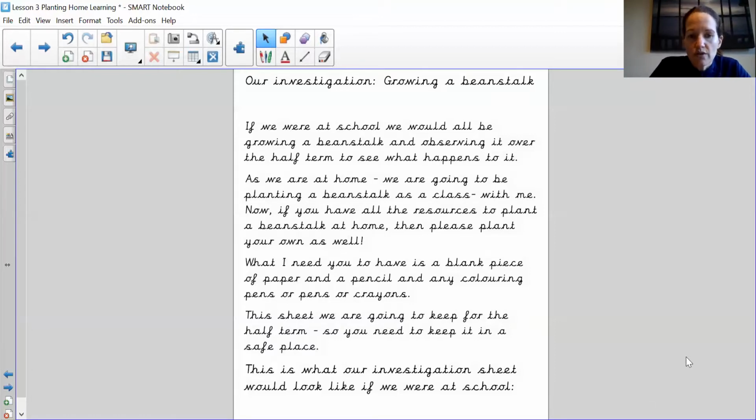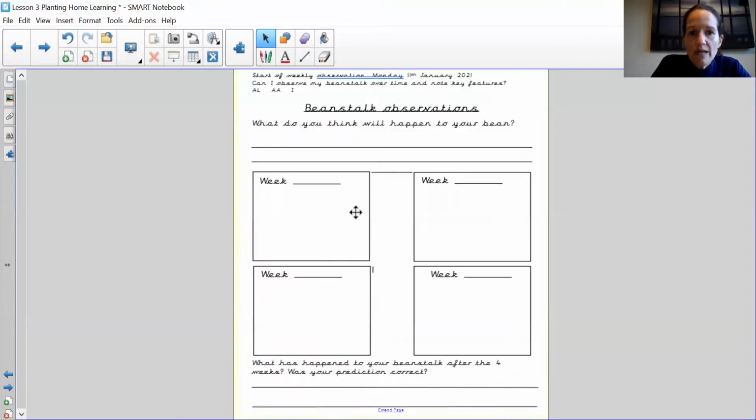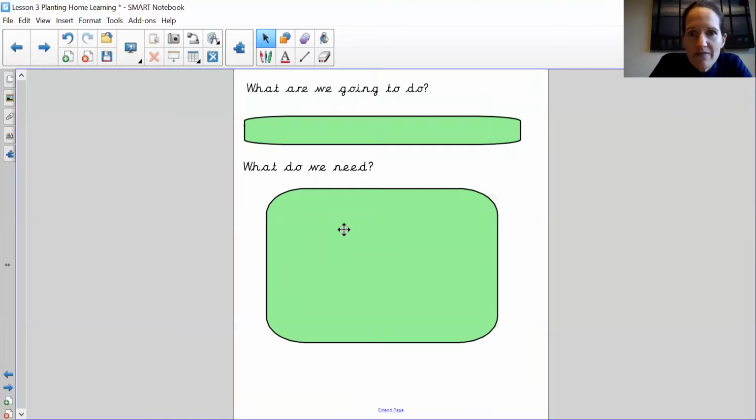So I'm going to show you what our investigation sheet would look like if we were at school. If we were at school, you'd be given an investigation sheet like this. So it has our prediction at the top. It has our 4 observations. This is week 1, week 2, week 3, week 4. And then it has our conclusion, what happened. So today we're going to be doing our prediction and looking at week 1. So let's start our investigation.